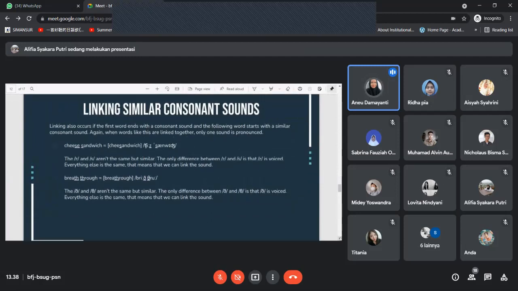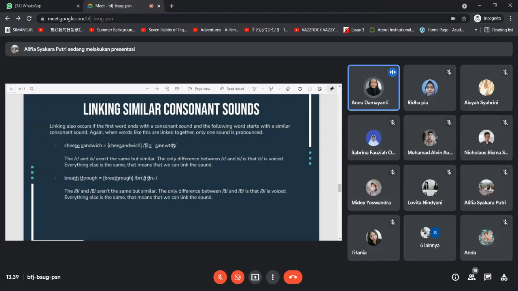So the other type is linking similar consonant sounds. Linking also occurs if the first word ends with a consonant sound and the following word starts with a similar consonant sound. Again, when words like this are linked together, only one sound is pronounced. Jadi kan kalau misalkan yang sebelumnya itu konsonannya itu benar-benar sama gitu. Kayak misalkan tadi kan S, sah sama sah. Dan dua-duanya itu dalam transkripsinya konsonannya sama-sama.